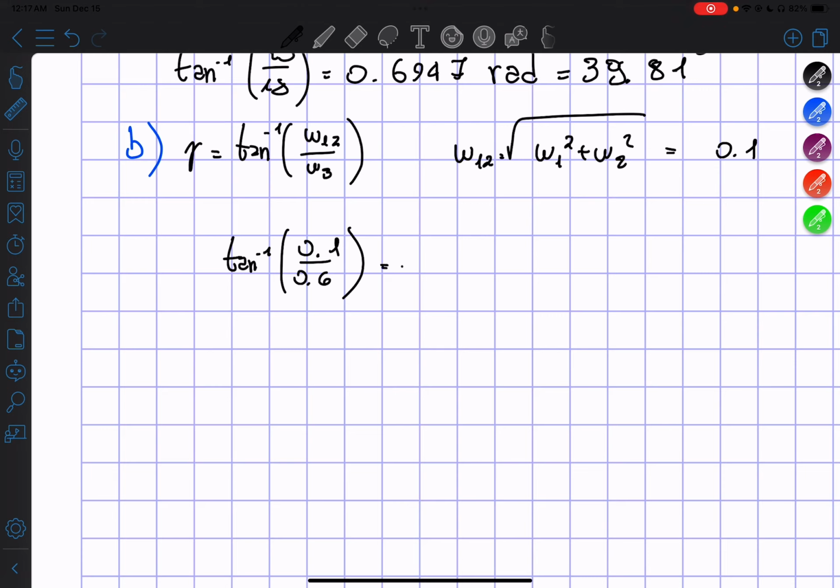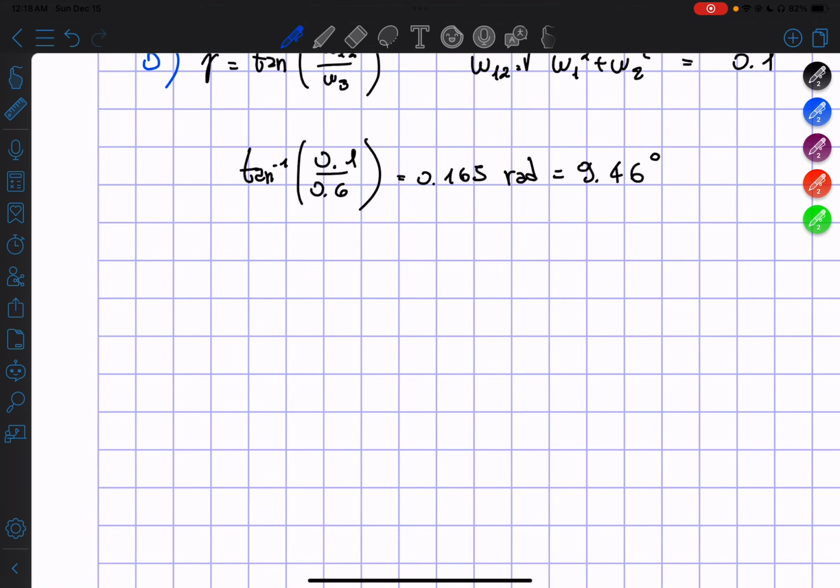is equal to 0.165 radians. Oh, radians, sorry, that's just an angle. And then to convert it to degrees, we get 9.46 degrees. There you go. Make sure these are all right and well. Yes, okay.